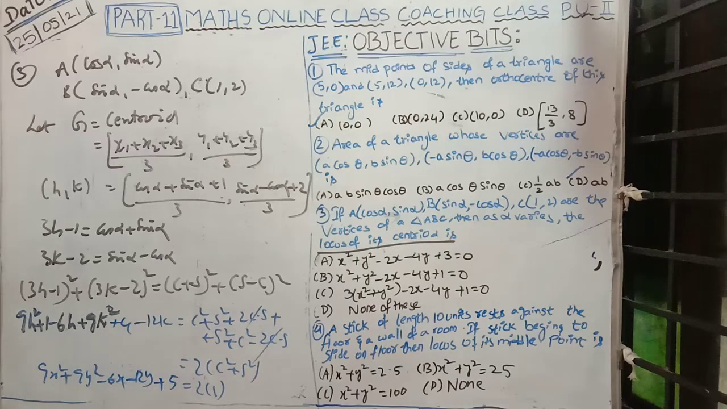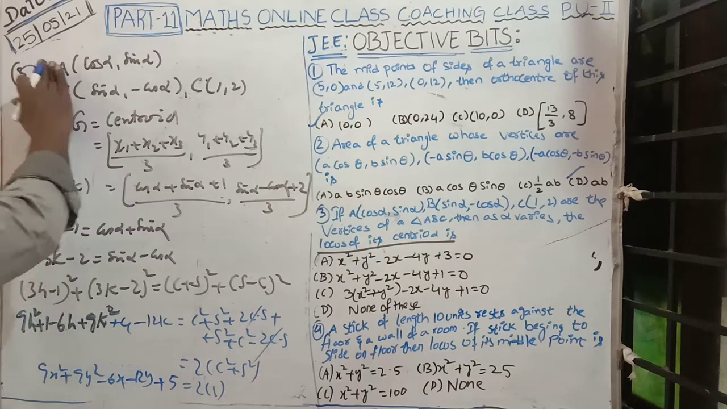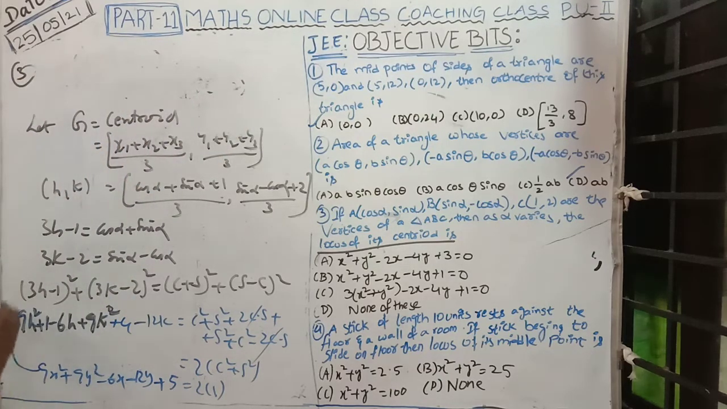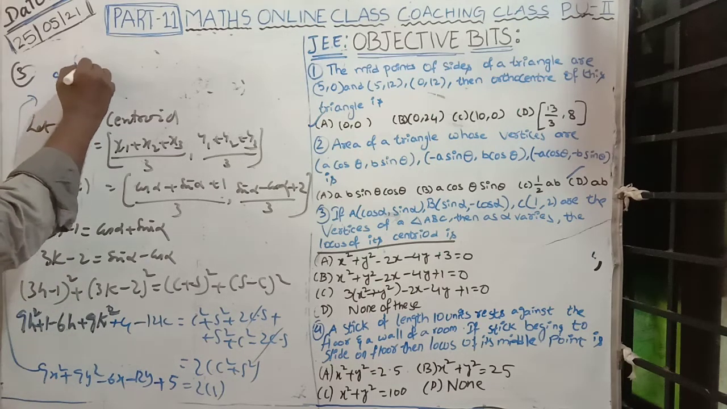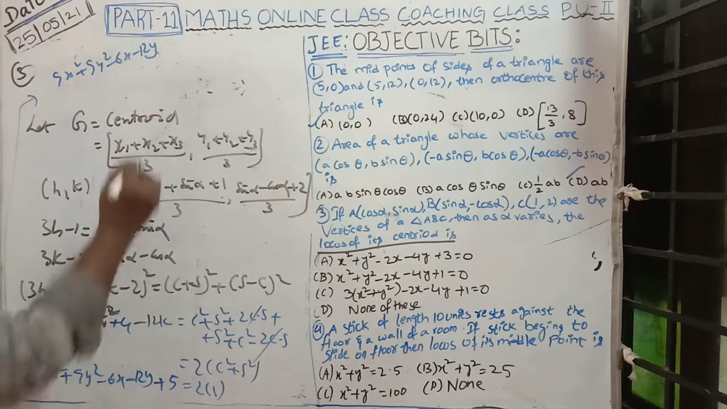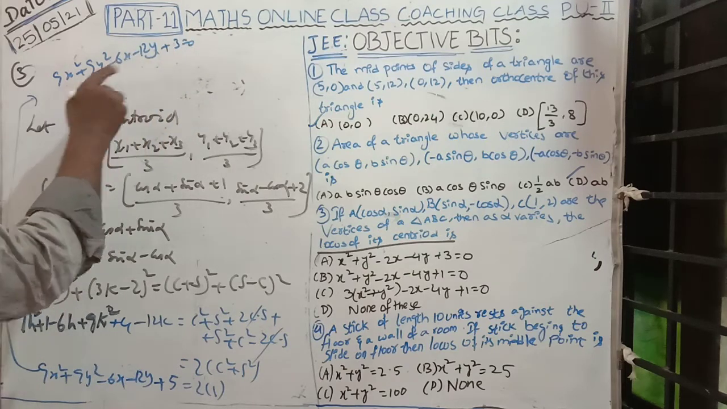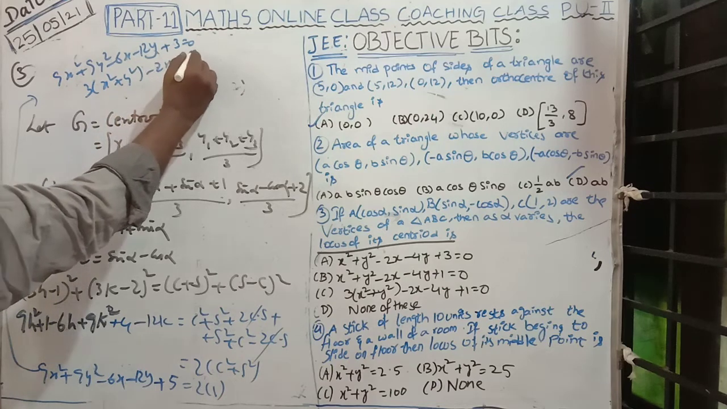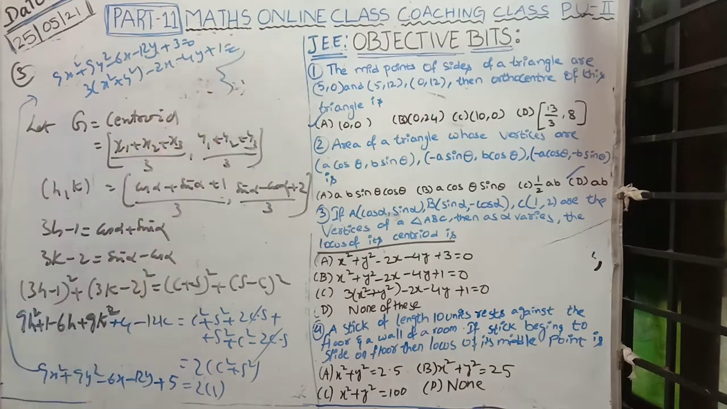Now you see this one, I write here. Only one step is there. It is 9x square plus 9y square minus 6x minus 12y. 5 minus 2 is plus 3. So divide it by 3: 3 times x square plus y square minus 2x minus 4y plus 1 is equal to 0. So that is the answer. The third, that's option C. It's a good one.